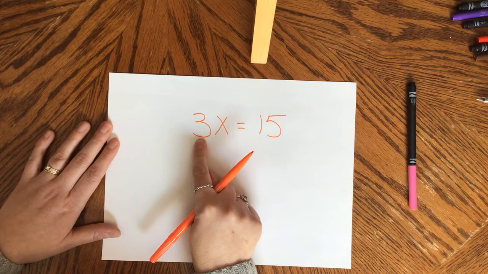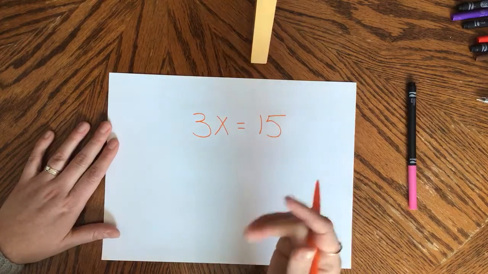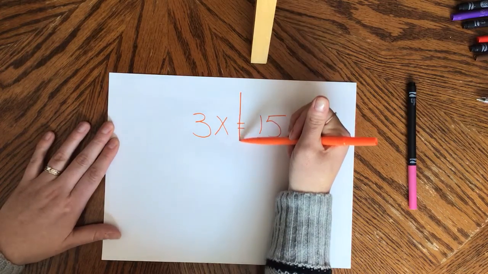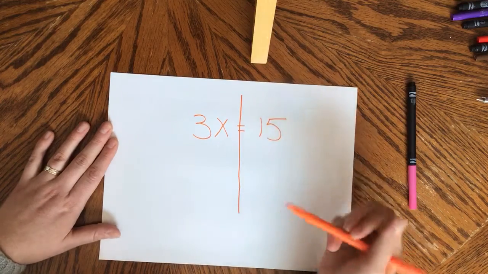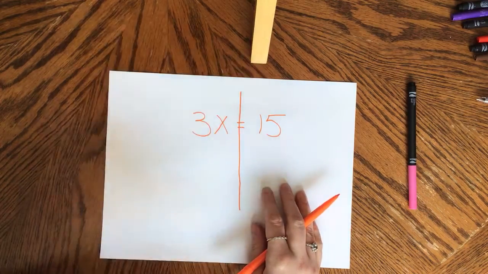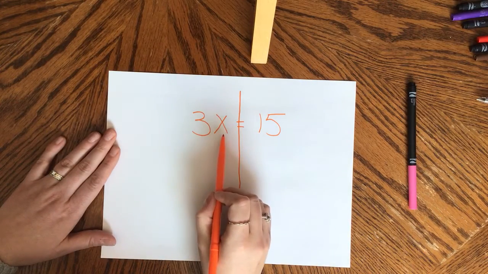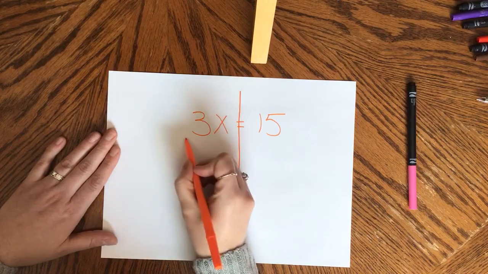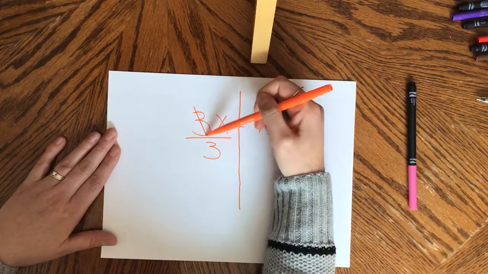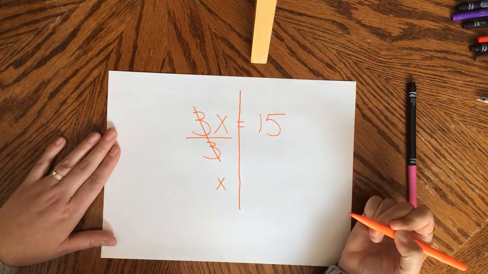This is saying 3 times some number equals 15. You may be able to figure that out on your own, but I'm going to use the trick that I separate these two things at the equal sign, and whatever I do to this side, I must also do to this side. So the opposite of multiplying by 3 is dividing by 3. So I'm going to divide by 3 on this side so that my x stays by itself.